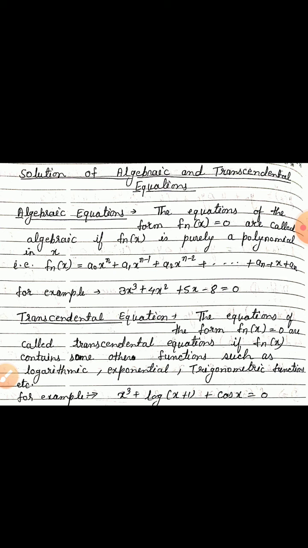Transcendental equation. The equations of the form f(x) equal to 0 are called transcendental equations if f(x) contains some other functions such as logarithmic functions, exponential functions, trigonometric functions, etc. For example, if the equation is like x^3 plus log(x+1) plus cos x is equal to 0, this type of equation is called a transcendental equation.